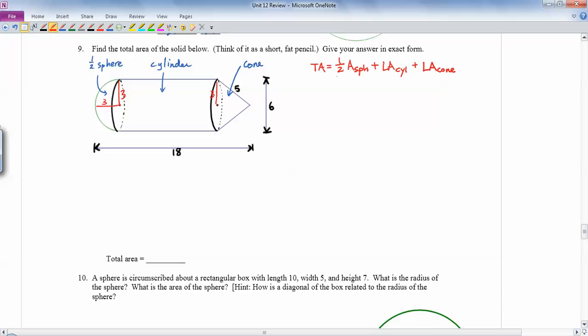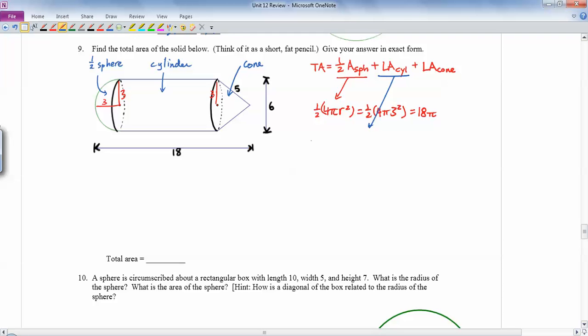Okay, so half the area of a sphere, that's going to be 1/2 4 pi r squared. And we know that the radius is 3 here, so it's half of 4 pi 3 squared, which comes out to be, let's see, we're doing this in exact form. What is that? 18 pi. So this is the half sphere. Okay. The lateral area of the cylinder.